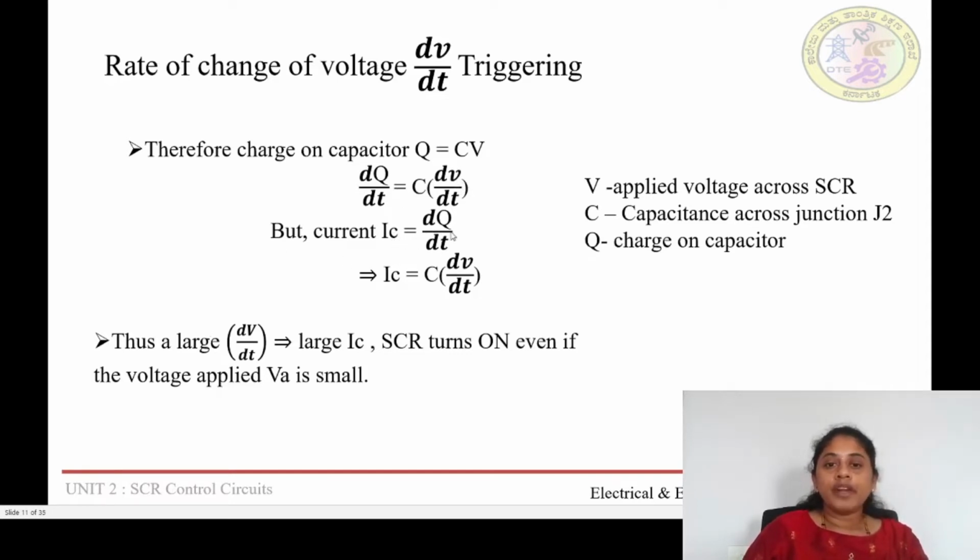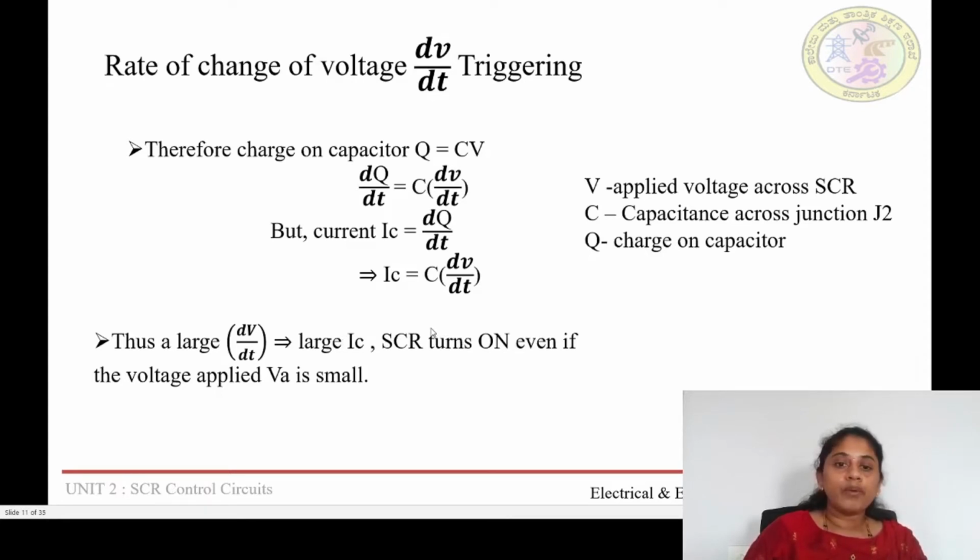Substituting dq by dt is equal to IC, we get IC is equal to C into dV by dt. From this equation, we can observe that the charging current is directly proportional to the rate of change of applied voltage. So if the rate of change of voltage is increased, then the charging current increases. Thus, if the charging current increases, the SCR turns on.